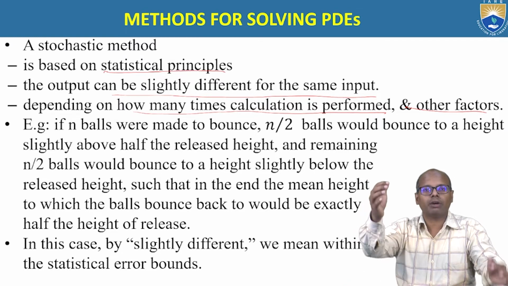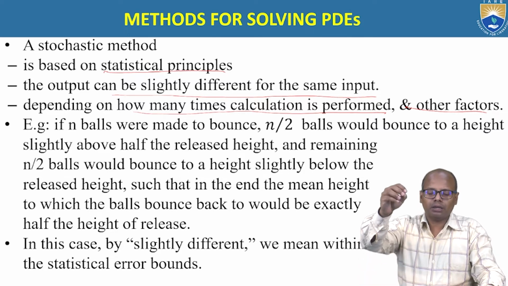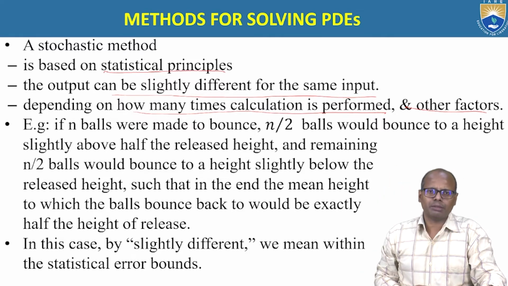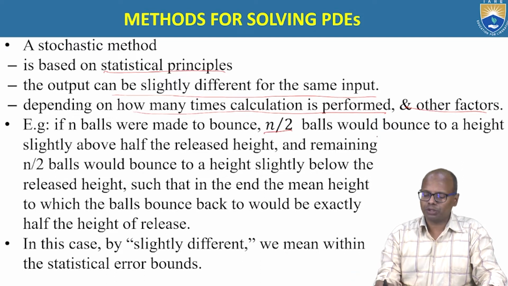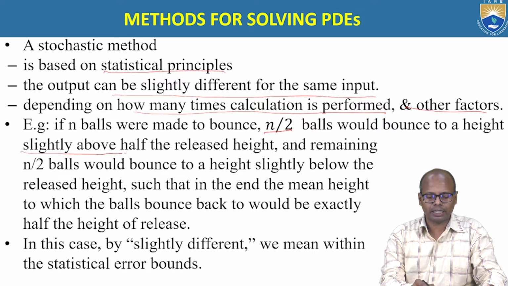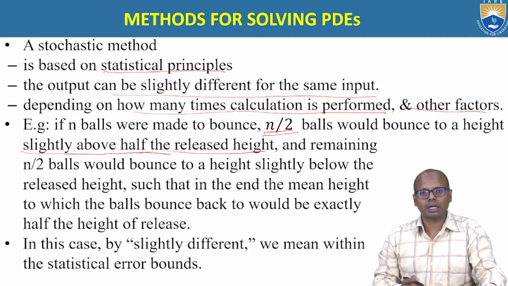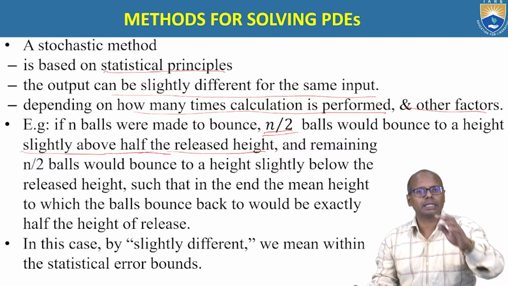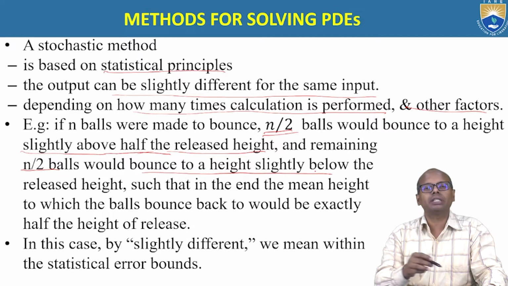Say suppose I have n balls with me, and I am releasing all n balls from the same height. n by 2 balls would bounce to a height slightly above half the released height. Half of the balls bounce to a particular height above the midpoint of the height from which I am releasing, and the remaining n by 2 balls would bounce slightly below it.